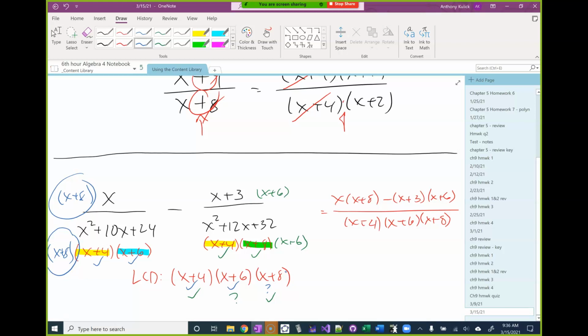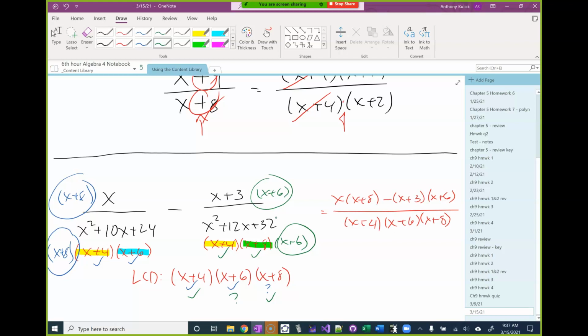Yeah. And if I go to the second fraction, I am missing x plus 6 from the LCD, right? If I look at the denominator for the second fraction, it doesn't have the x plus 6 in it. So I multiply that to the top and bottom. Again, same thing as multiplying by 1, doesn't really change anything. Is that okay?